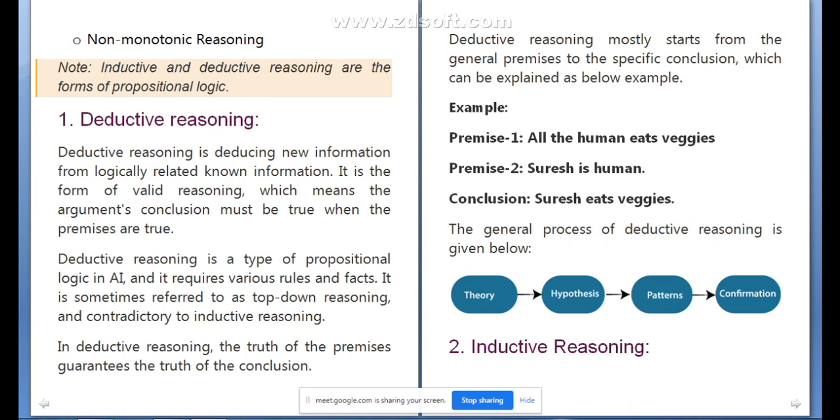So what is the available information, what is the available knowledge in front of you, you try to have the relation between that particular available information and try to infer the new facts, try to infer the new data from the available knowledge. That is the deductive reasoning. Understood?